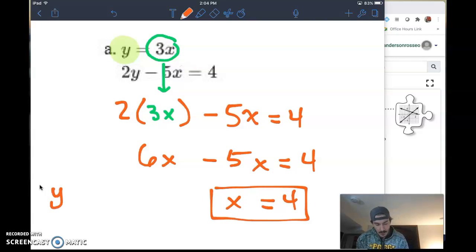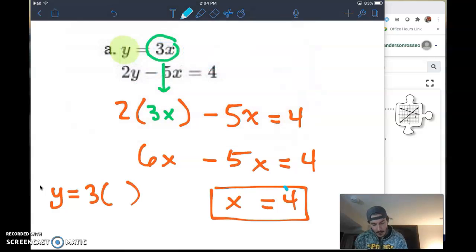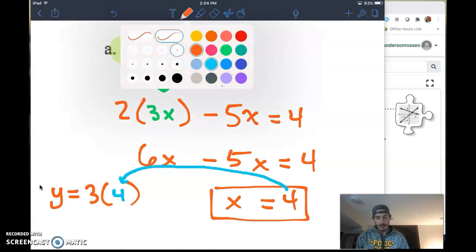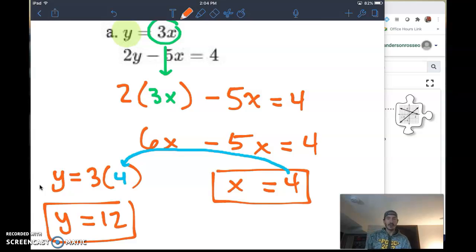So I will sub again, but this time I will sub in the 4 right here. Okay, and now I can say, well, y equals 3 times 4. And check it out, I've got a system of equations that I've solved. I've got 2 equations, 2 solutions. All right, I'm going to do one more of these.